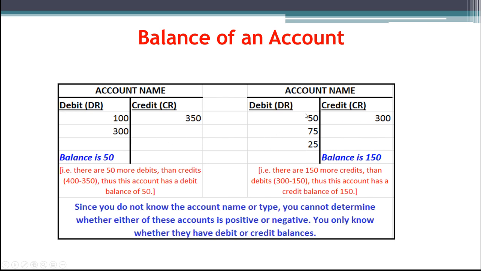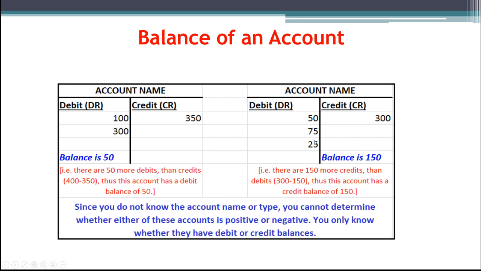Now, this other account, notice we've added a different account altogether. We only had 150 debits if you add these up, 150 debits, but we had 300 credits. So this particular account has 150 more credits than debits. So that's their balance. Now that's just a straight balance.